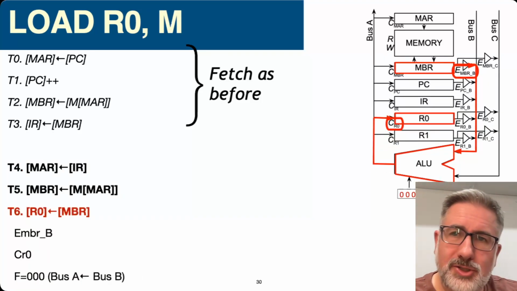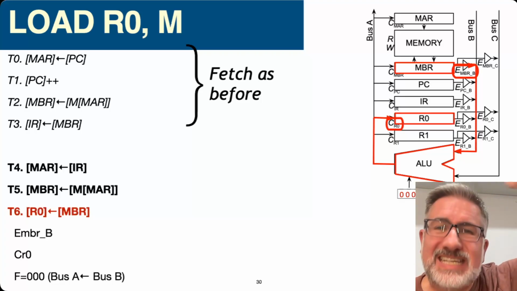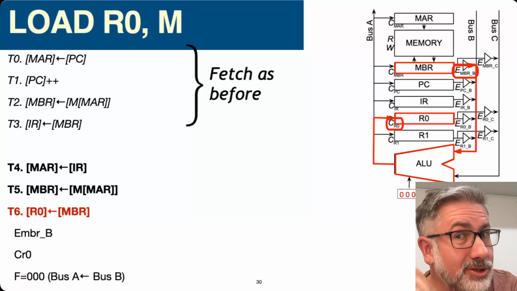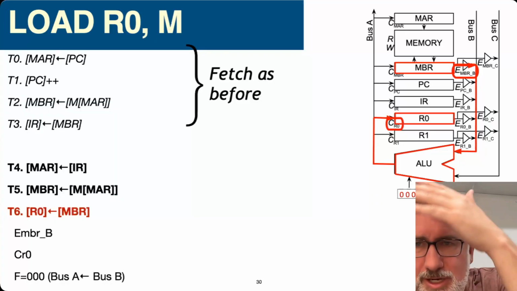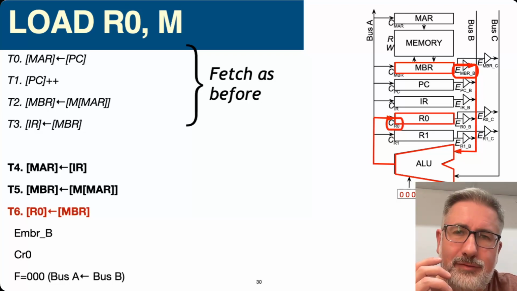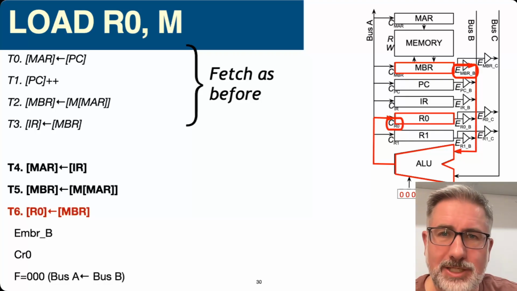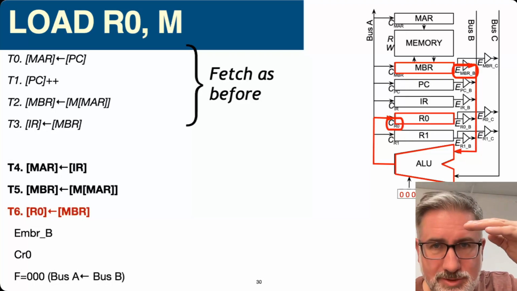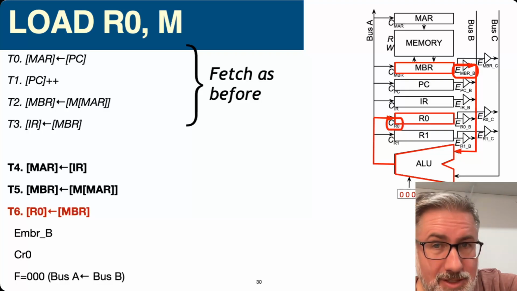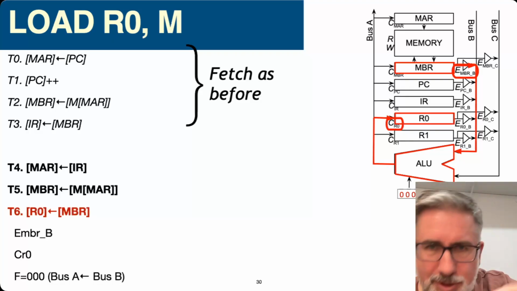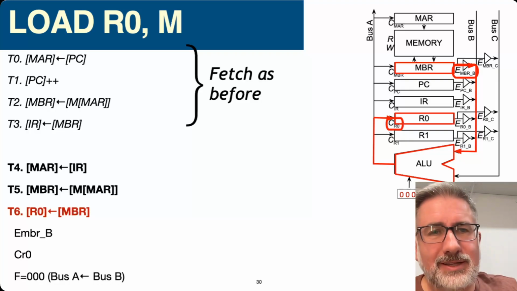Here's load R0 M, right? This takes the data that's in memory at memory location M and brings it into R0. It looks very similar to the store instruction, right? IR gets MAR in the execute phase. Memory at MAR gets MBR. But instead of taking the data from register 0 and putting it into the MBR, we take the data from the MBR and put it into register 0. So we can reuse most of those steps, but we have to make it different at the end of that step.